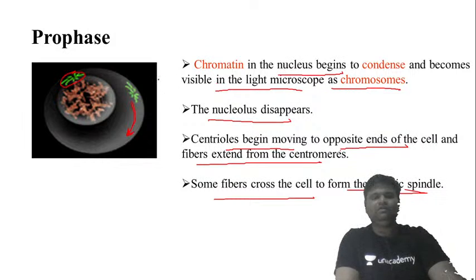So chromosomes are visible during the prophase, the nucleolus disappears, and centrioles begin moving to opposite ends of the cell, and fibers extend from the centromeres. Some fibers cross the cell to form the mitotic spindle.